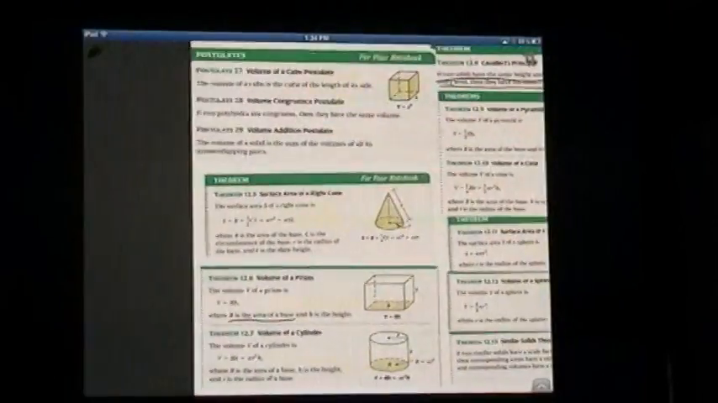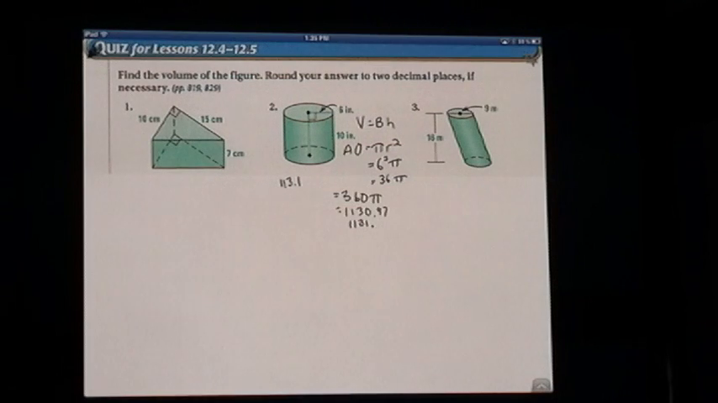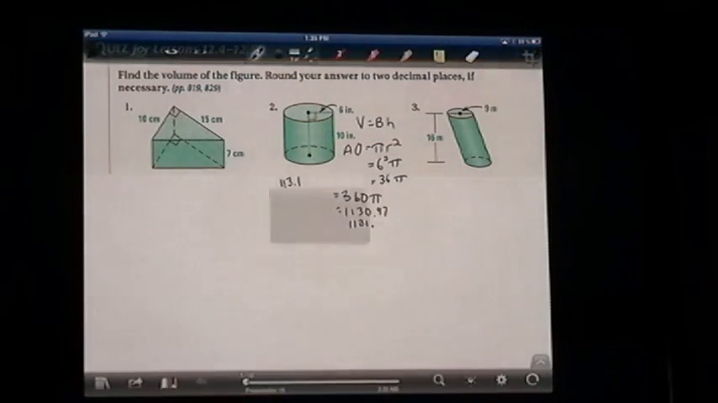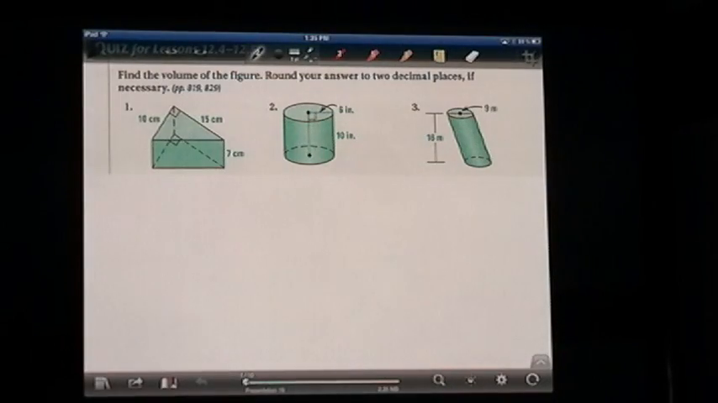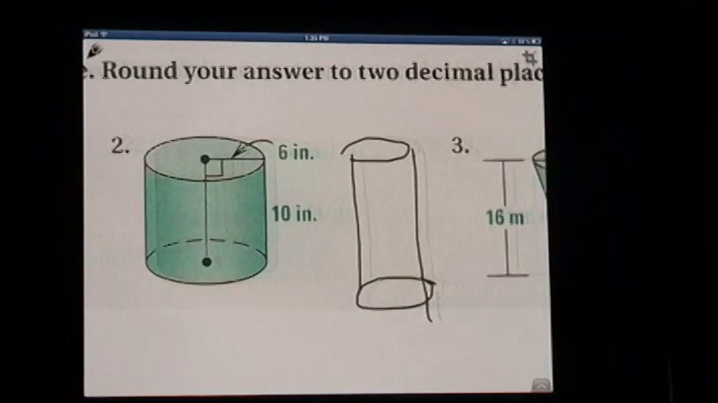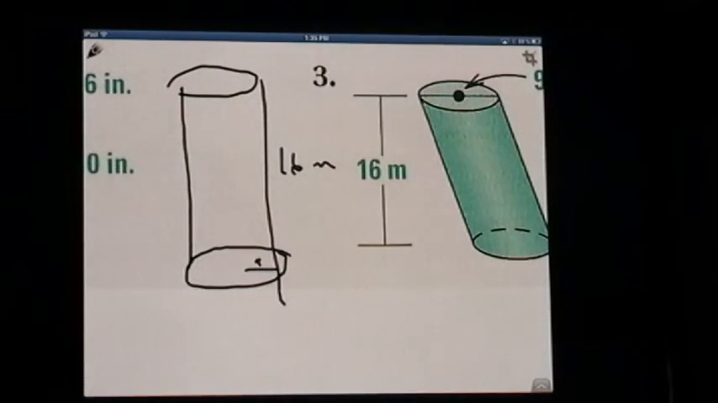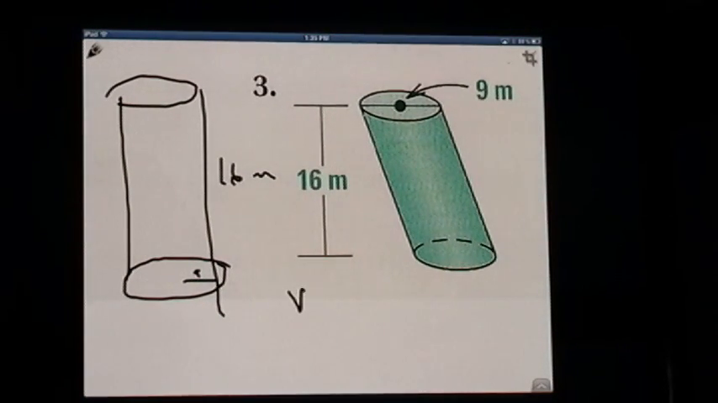Okay, and what that means for us is that this leaning cylinder would have the same volume as a straight up and down cylinder that has a radius of 9 and is 16 meters high. So we're going to work it the same way. The volume is equal to the area of the base times the height. So we find the area of the base.